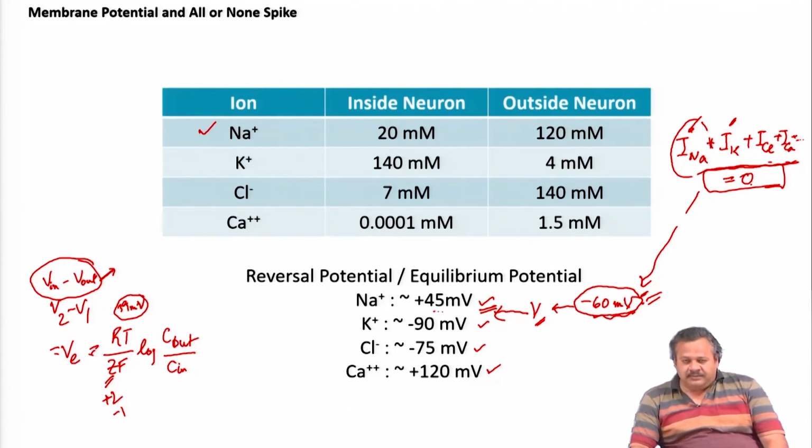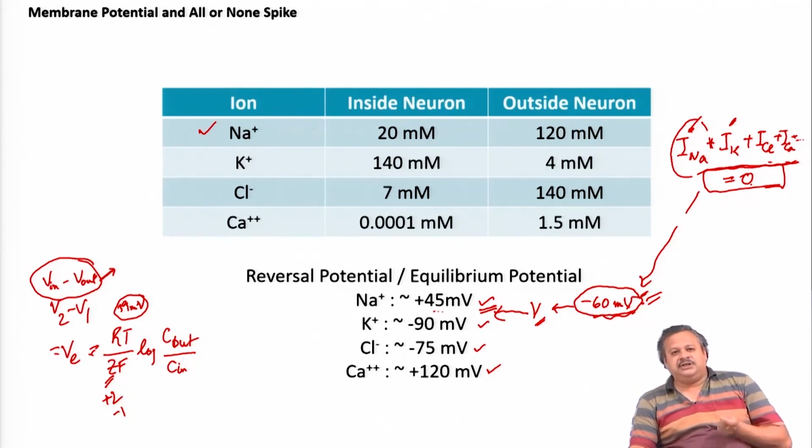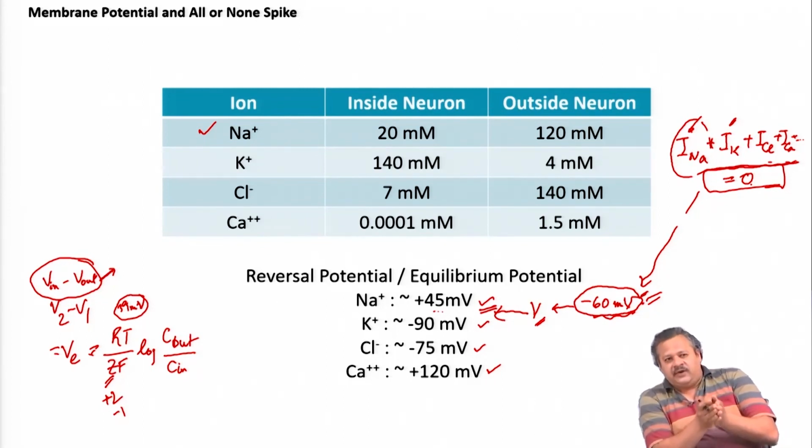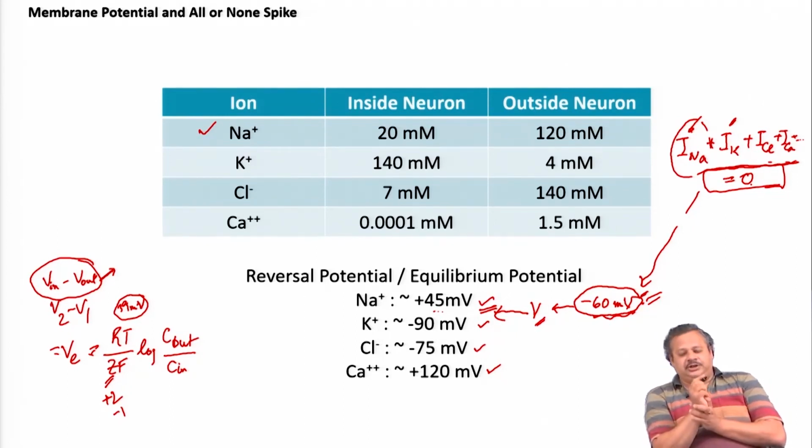So, the concept that we have here is that we have a particular reversal potential or equilibrium potential for each ion, and this equilibrium potential guides us to think of the way that particular ion will flow when the membrane potential is different from that equilibrium potential. So, when the membrane potential is different from the equilibrium potential, the ion will flow in such a way that the membrane potential will go from the particular value to the equilibrium potential.